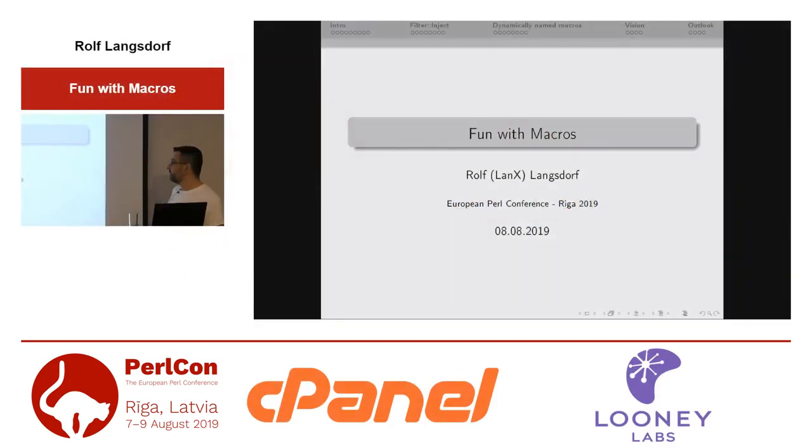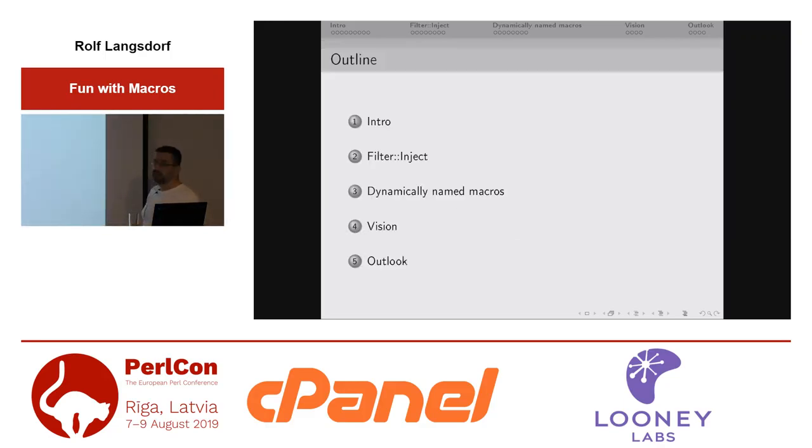My name is Rolf. If you are on Perl Monks, you might know me with the nick of Langs, because it's a great mystery where the name comes from. It's just an abbreviation of my family name, Langsdorf. There are many interesting things to tell about me, so many that it would be in an extra presentation. So I will just start with the presentation, and then we can do it the next time.